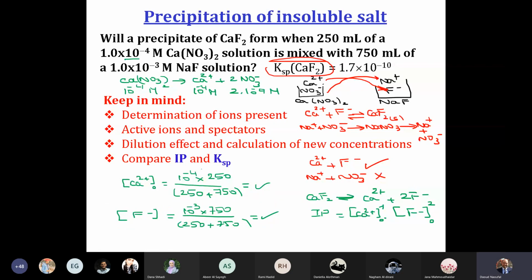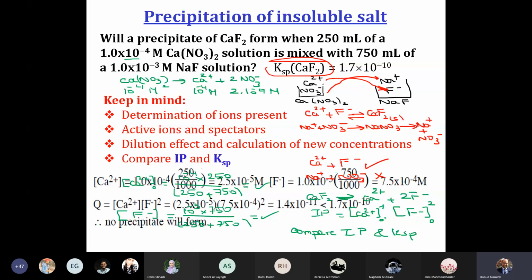So we calculated IP. Therefore, now compare IP and KSP. If IP is greater than KSP, we will have a precipitation of CaF2. If IP equals KSP, we are at the beginning of precipitation, and if IP is less than KSP, we don't have precipitation. So we calculated IP, we observed that IP is less than KSP, so no precipitate is formed.